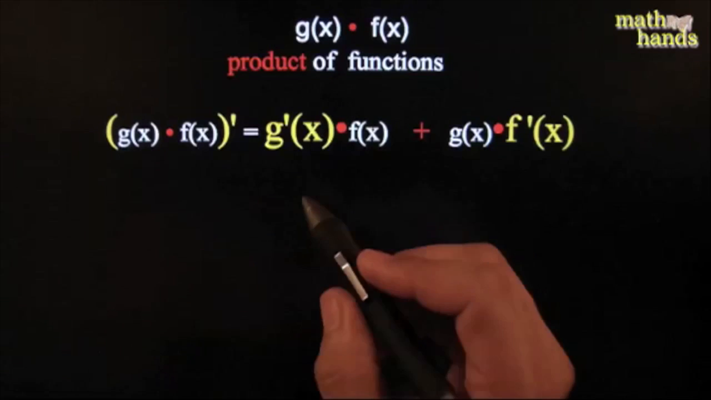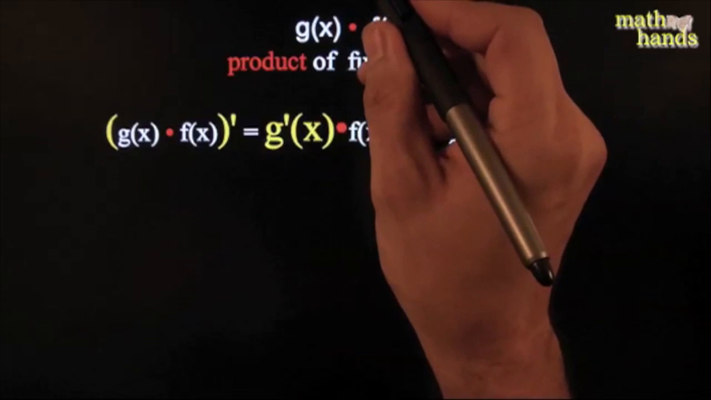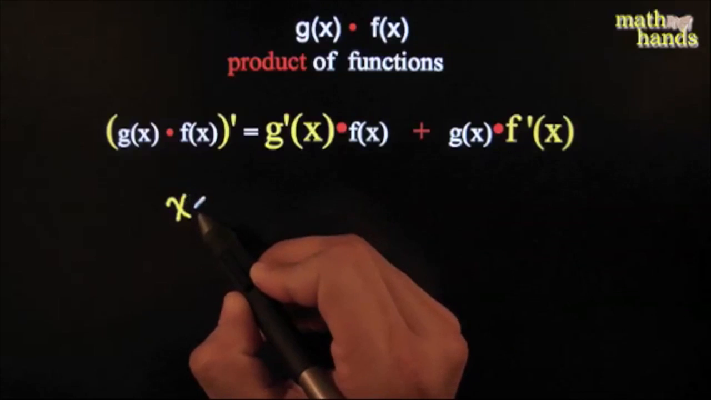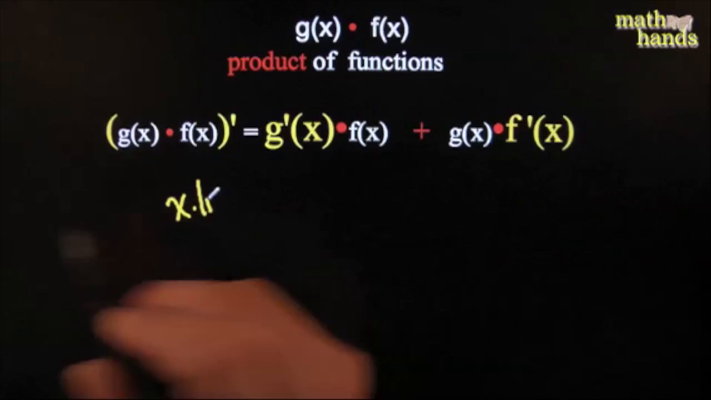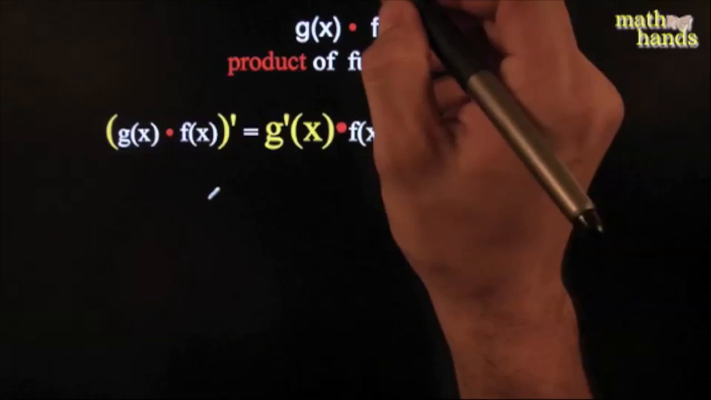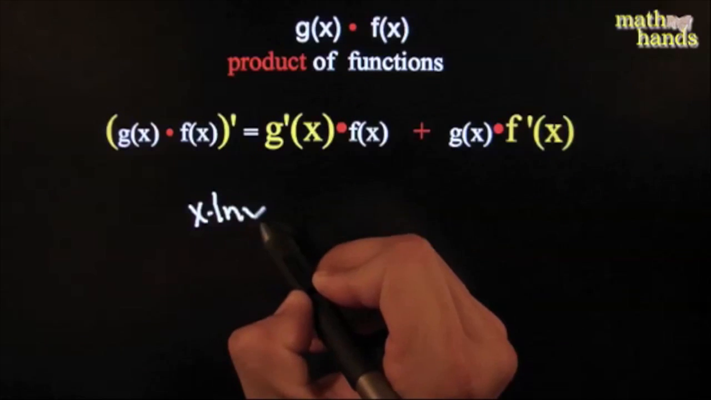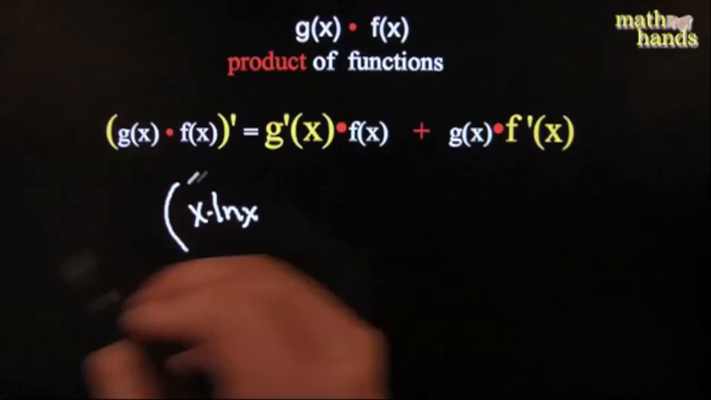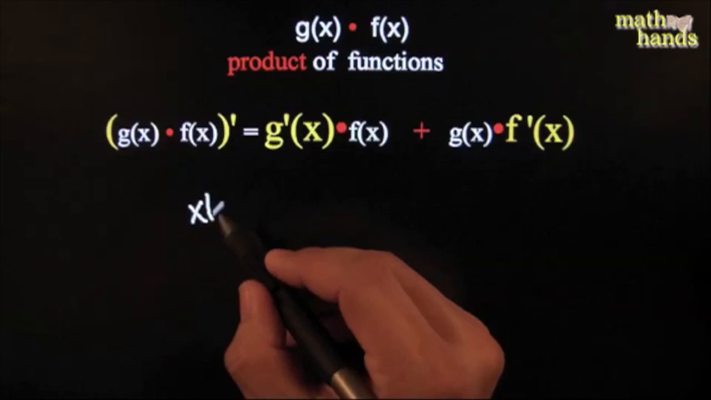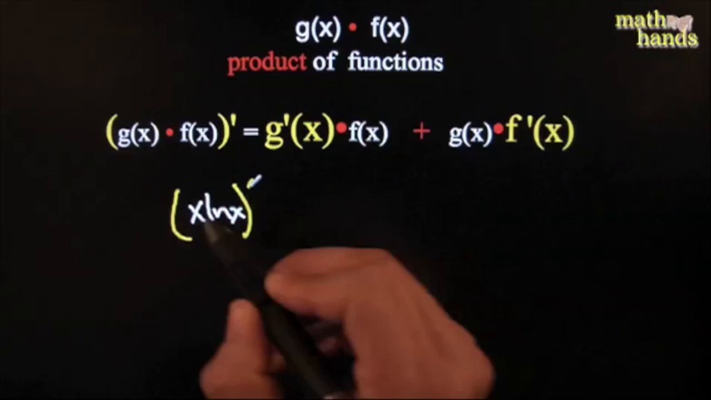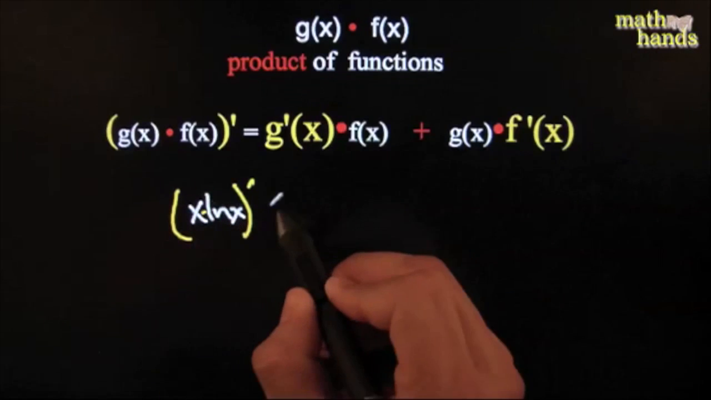Exactly what would that mean for an actual example? Suppose you wanted to find the derivative of x times ln x. Let's go with white. Keep it consistent. I'm trying to make the colors nice. I've got the product of 2 things, the x and the ln x.